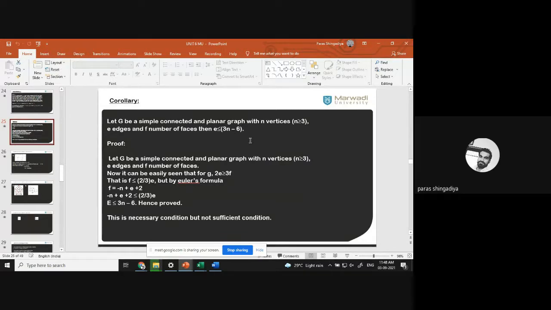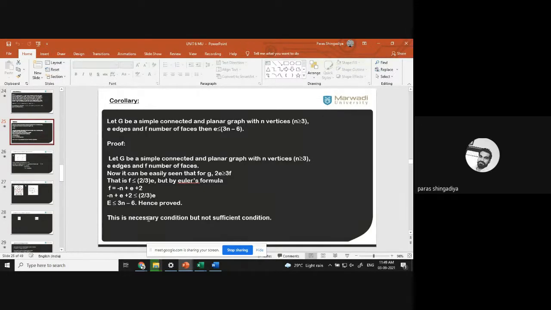G is a simple connected planar graph with V vertices where V should be greater than or equal to 3. With F the number of faces, then E is less than or equal to 3V minus 6. Okay, that is, in place of N, V vertex notation is there. So read all the steps carefully, understand it, verify each and every step for any graph, and then complete the proof in your book.